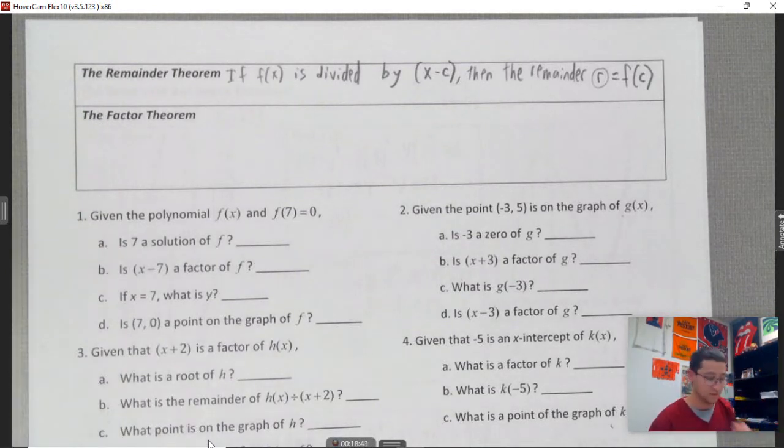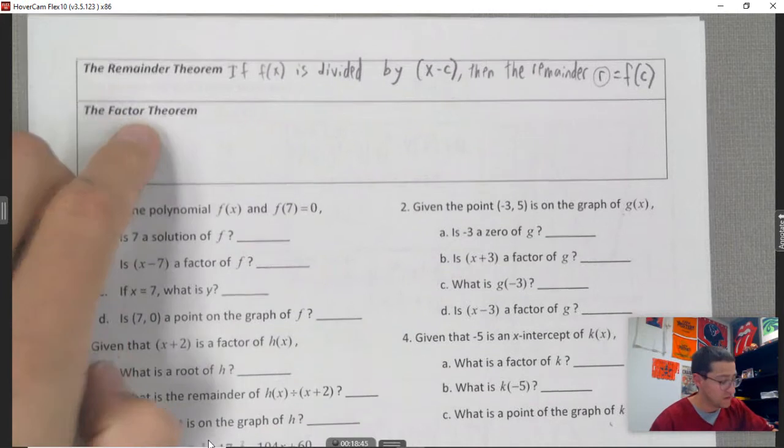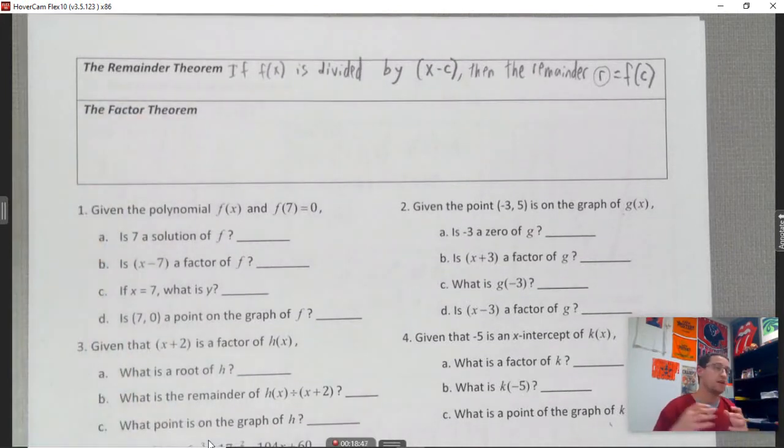All right, the factor theorem, okay? So let's just think about what the factor part of that is, right? A factor is when you divide something evenly. We think about, like, 2 is a factor of 8, right? Because I can do 8 divided by 2 and get 4. 4 is also a factor of 8, 8 divided by 4 is 2, okay?